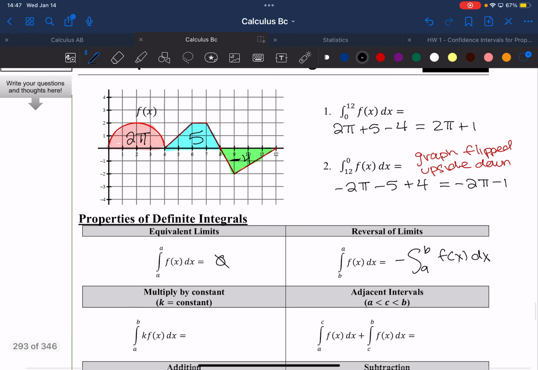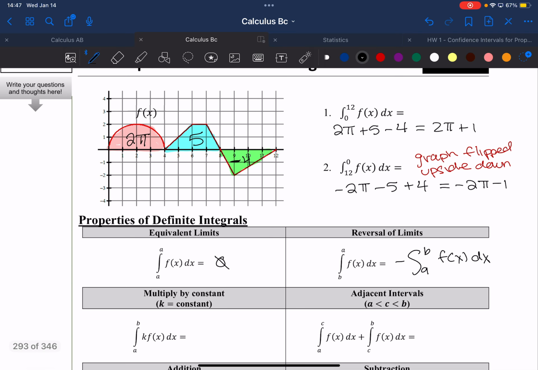If we look back at number 1, we could have just taken the answer 2 pi plus 1 and made each of the terms negative. So 2 pi to negative 2 pi, 1 to negative 1, without having to recalculate the area.